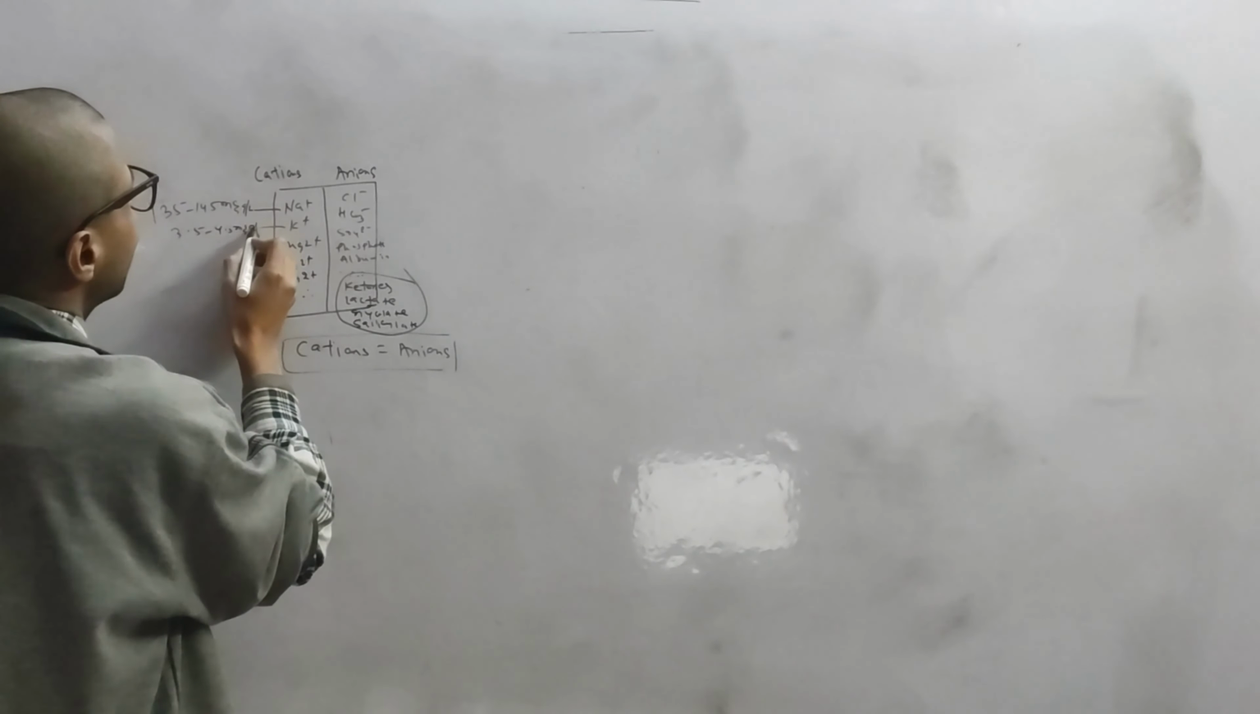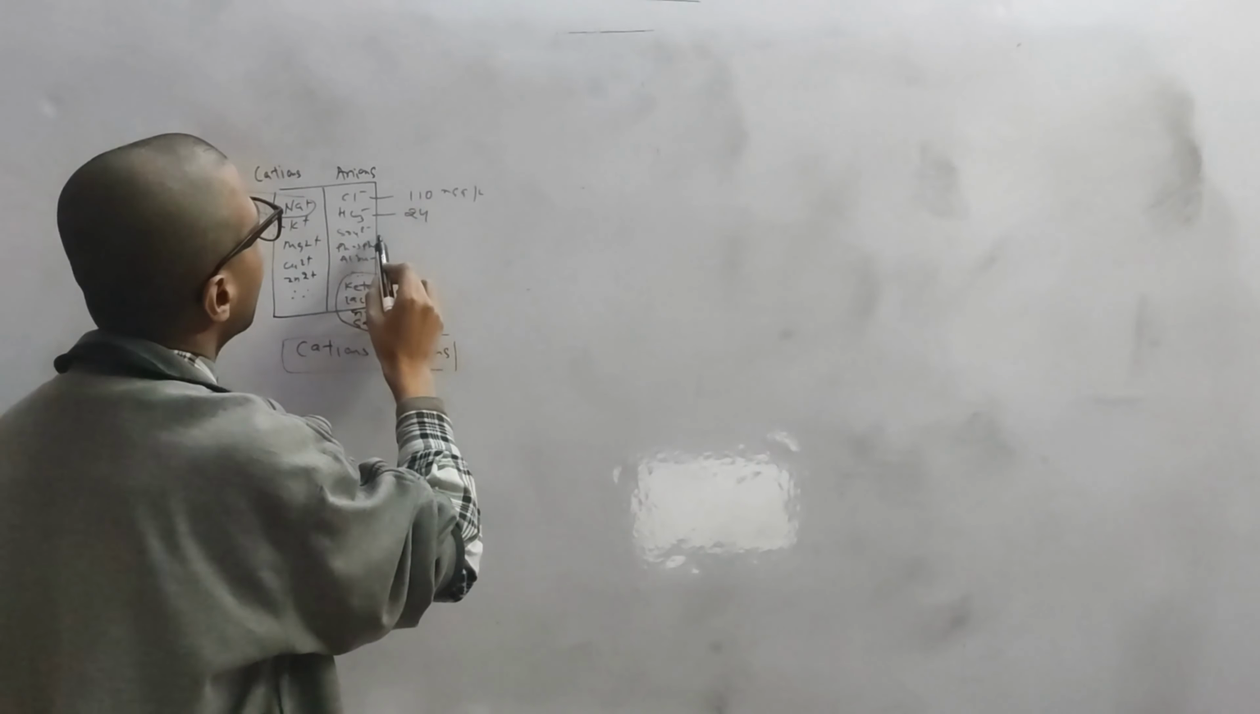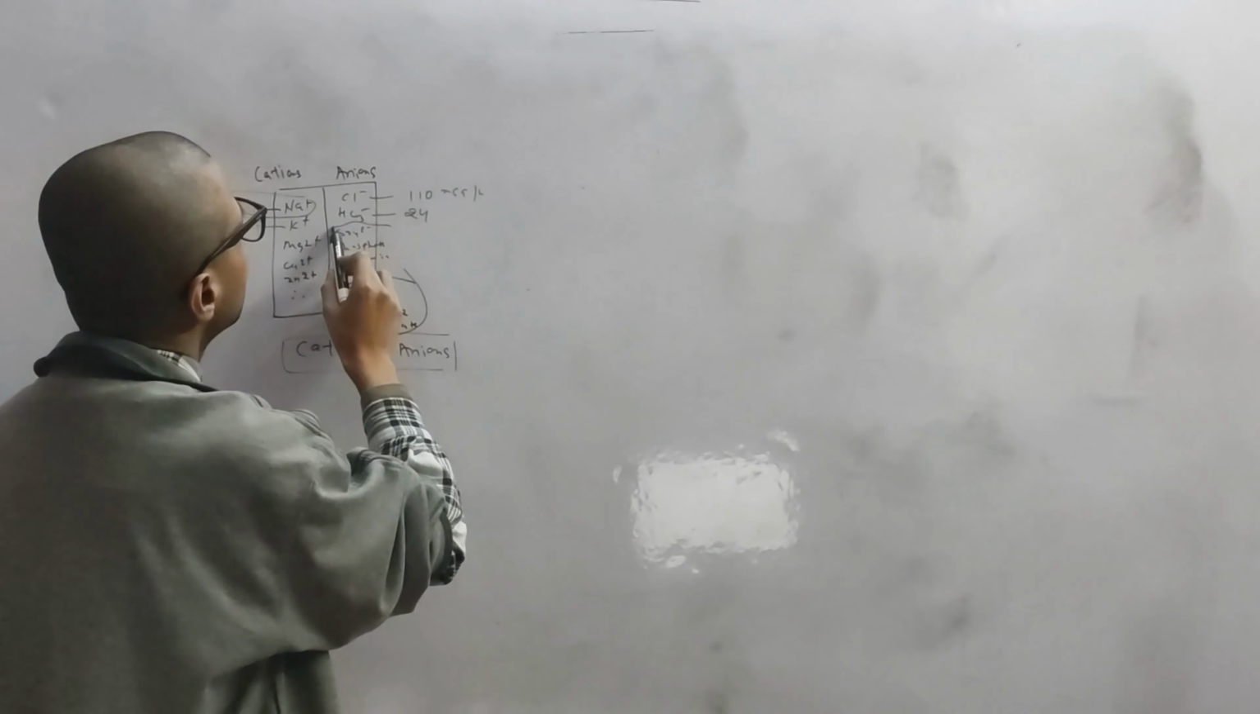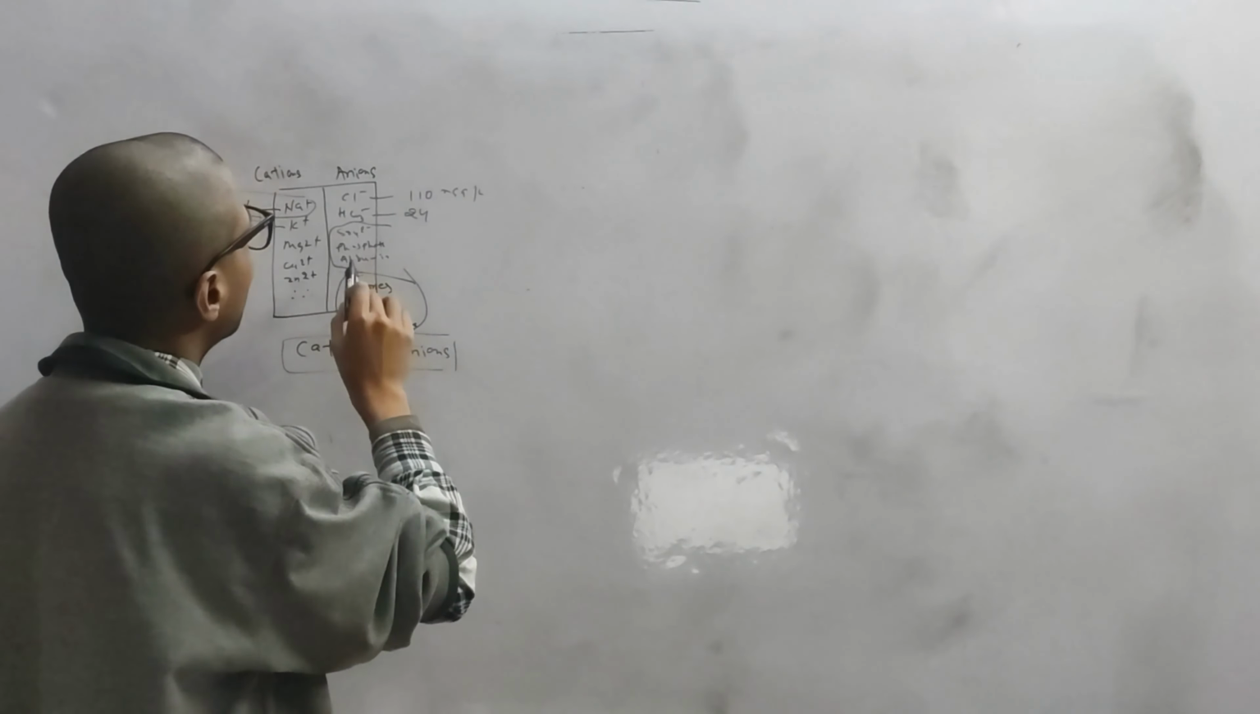And what is the concentration of chloride? About 110 MEq per liter. What is the concentration of bicarbonate? 24 MEq per liter. And what is the concentration of sulfate, phosphates and other anions? These are minuscule. So we take sodium as the major cation of the body, and chloride and bicarbonate as the major anions in our body. So let's see the equation of anion gap.